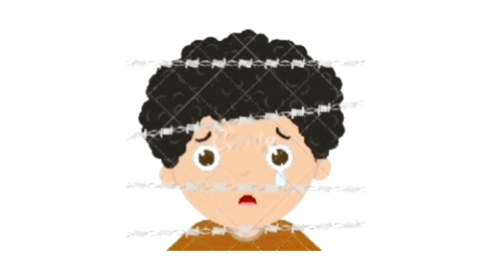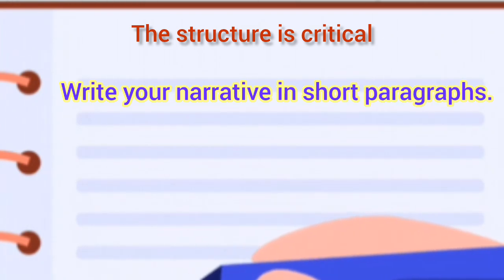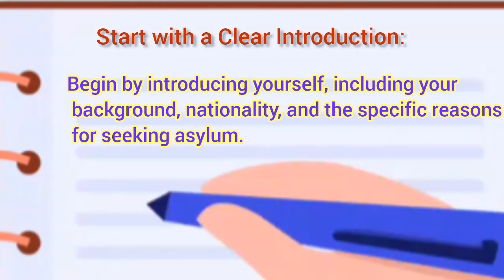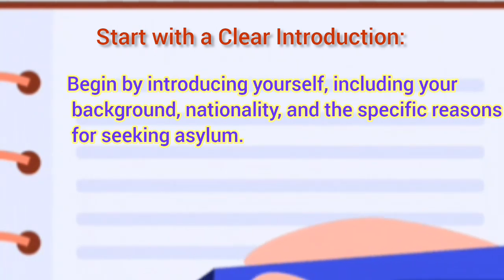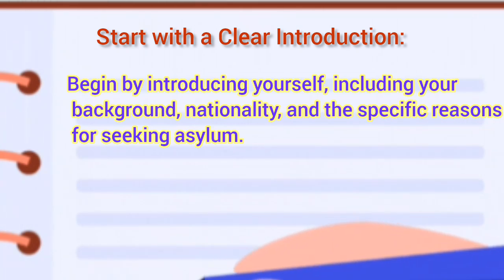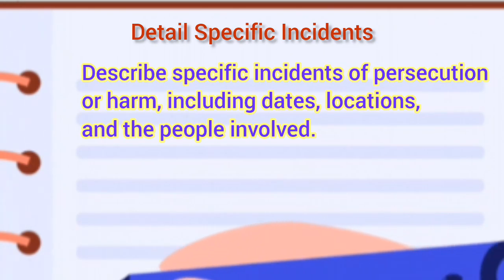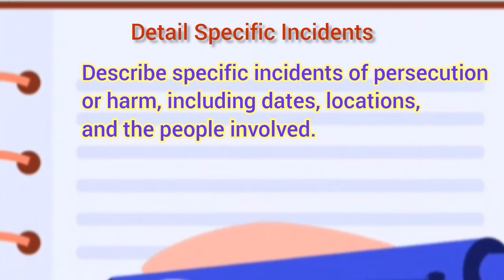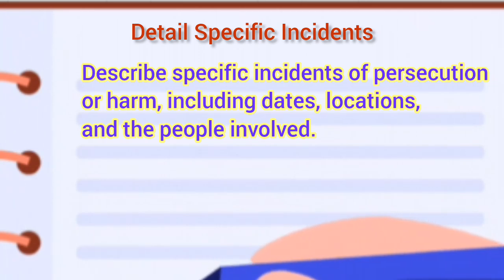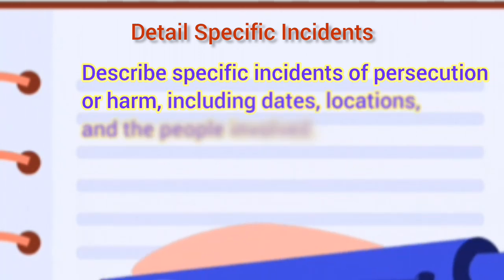Write your refugee story. The structure is critical. Write your story in short paragraphs. Start with a clear introduction. Begin by introducing yourself, including your background, nationality, and the specific reasons for seeking asylum. Detail specific incidents. Describe specific incidents of persecution or harm, including dates, locations, and the people involved.